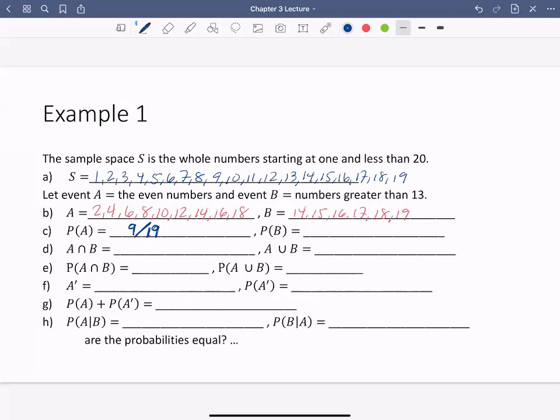So it's the probability of B. We use the same thing, just now the sample space is actually smaller. It's different, but it's smaller. So we have 14, 15, 16, 17, 18, 19. So there are 6 of them. So we have 6 divided by all the sample space, which again is 19.